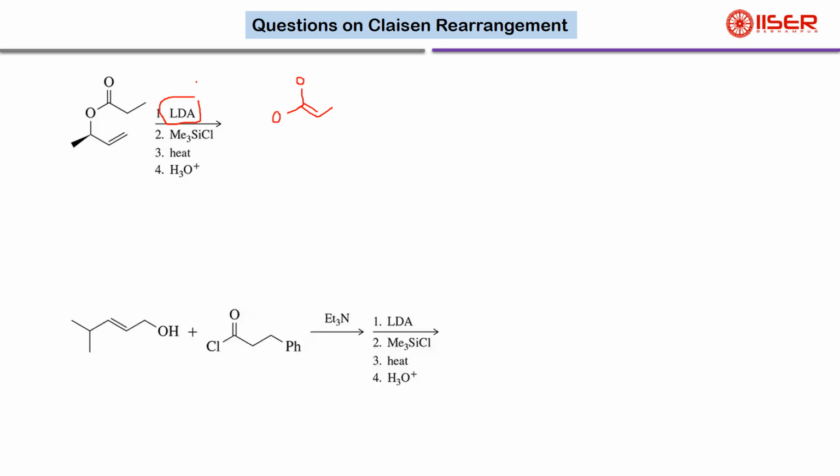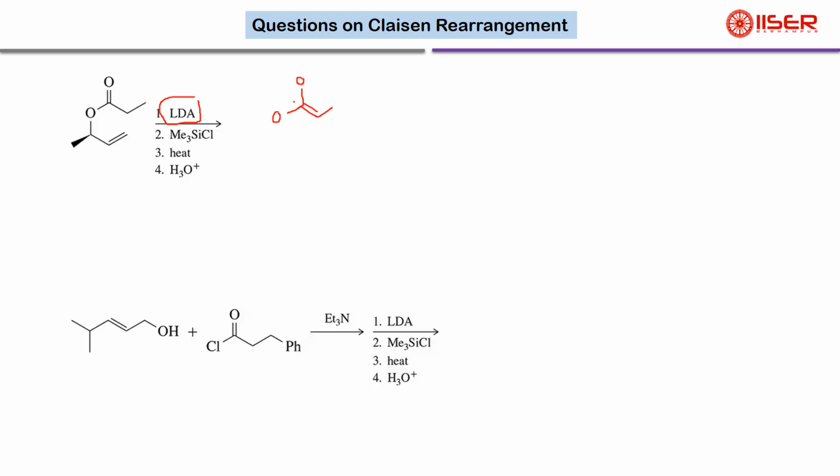If LDA along with HMPA is given, it will always form a Z-enolate. If only LDA as a base is given, it will form an E-enolate. And if LDA plus HMPA is used, it will form a Z-enolate.